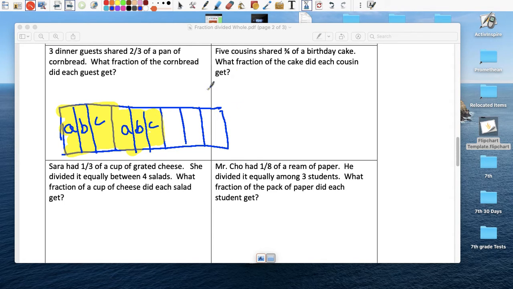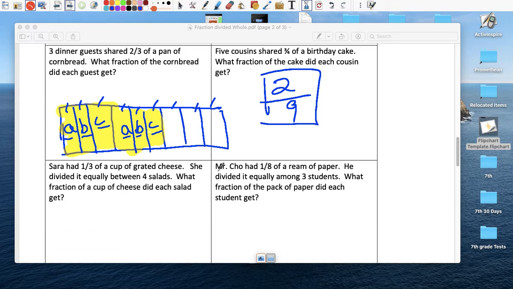So how much did each friend get? Well, person A got 2 pieces, person B got 2 pieces, and person C got 2 pieces. So everybody got 2 out of how many? 2, 3, 4, 5, 6, 7, 8, 9. So everybody got 2/9 of a piece.